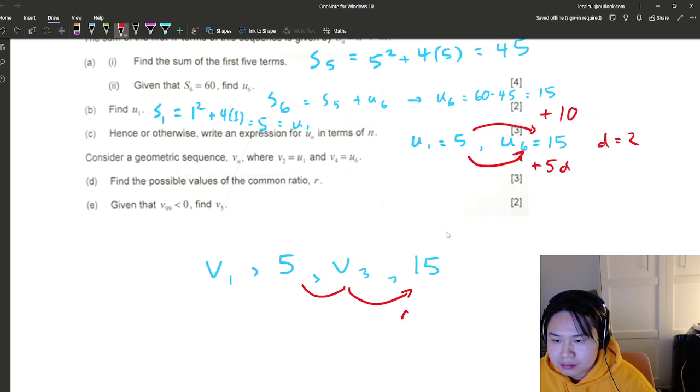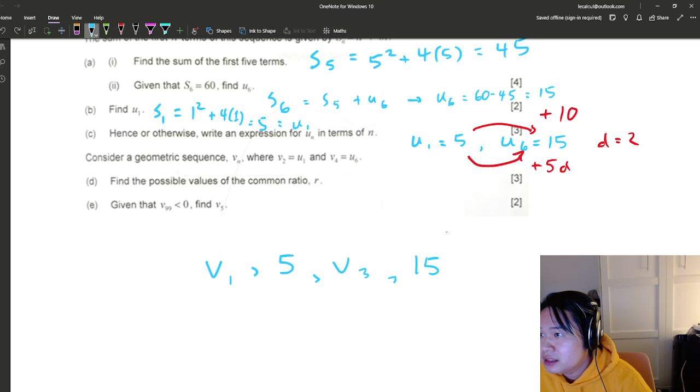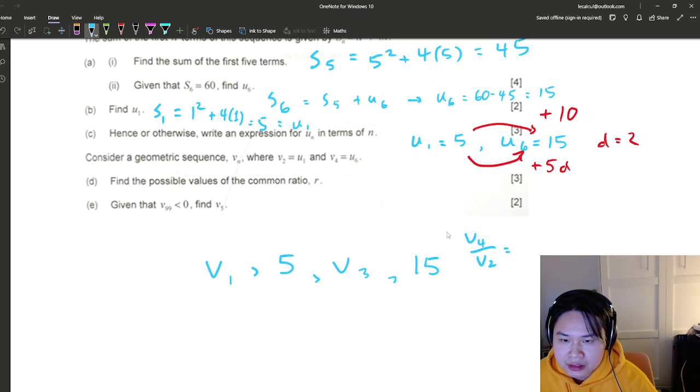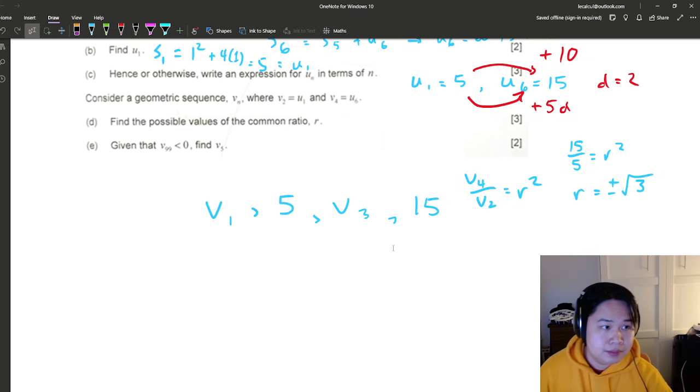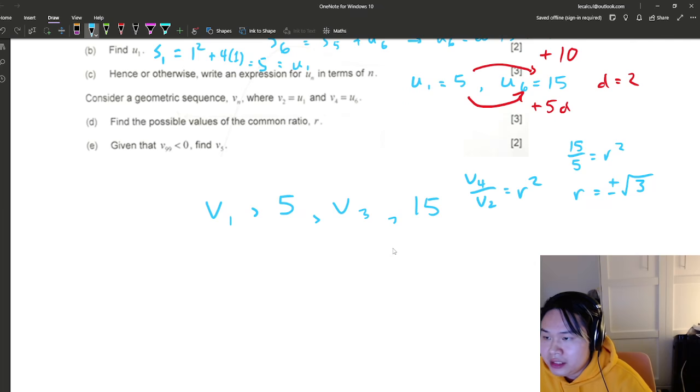Actually, let me just write it this way, because you guys probably know this already. So V4 over V2 should be equal to r squared. So in other words, 15 over 5 needs to be equal to r squared. So r is plus or minus the square root of 3. And then given that V99 is less than 0, find V5?